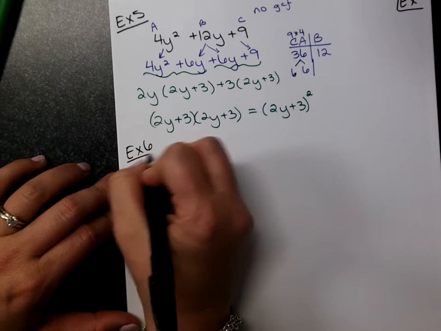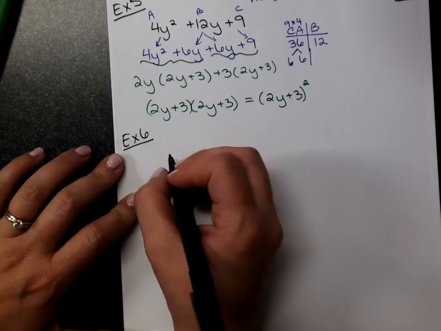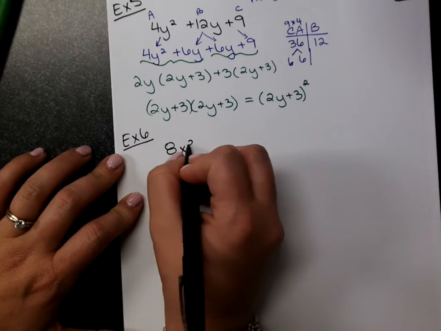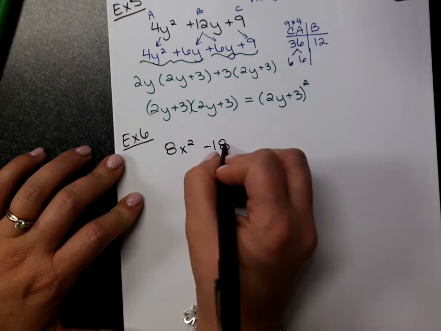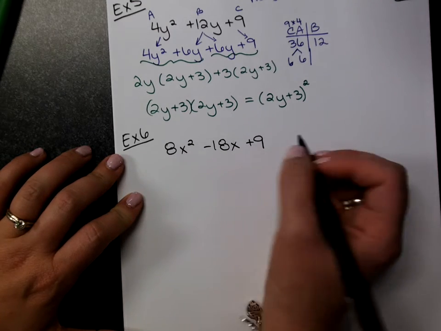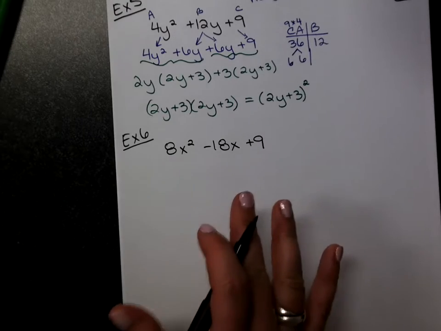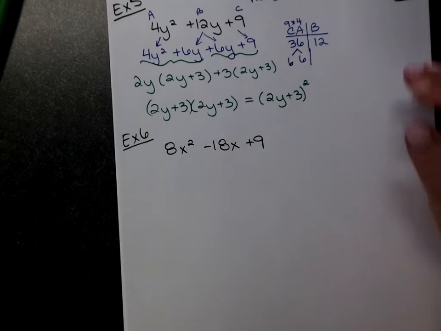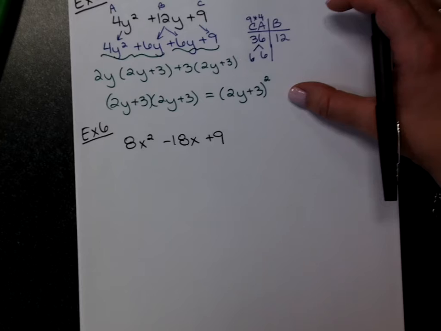So here's another one to try, example 6. Let's do 8x squared minus 18x plus 9. Pause the video, try it for yourself, then play the video back to watch the solution.